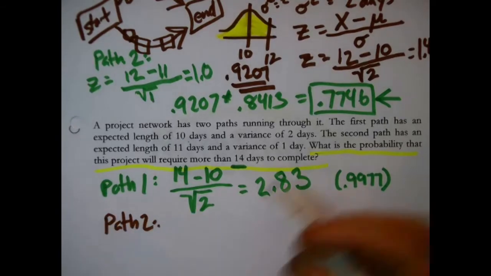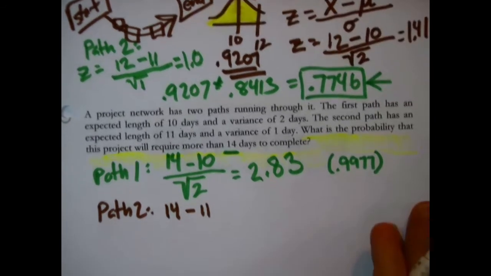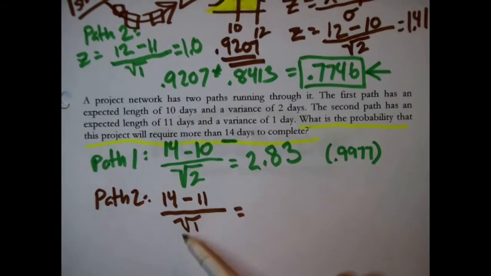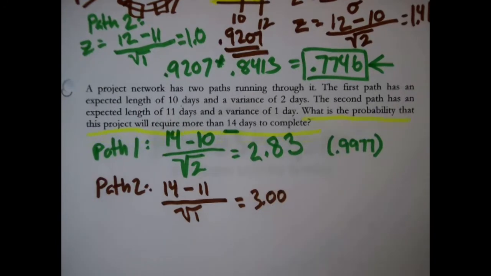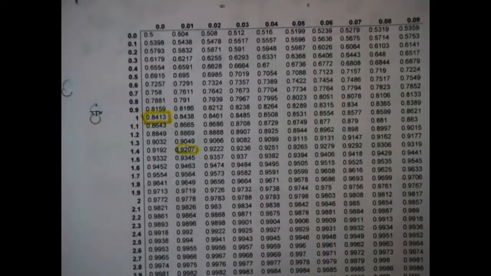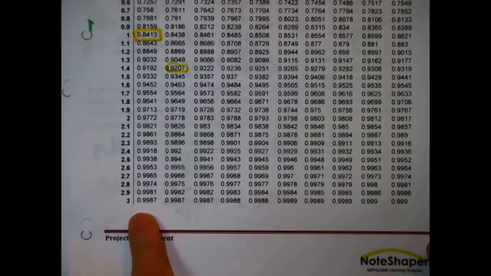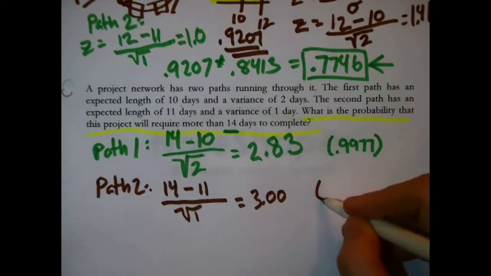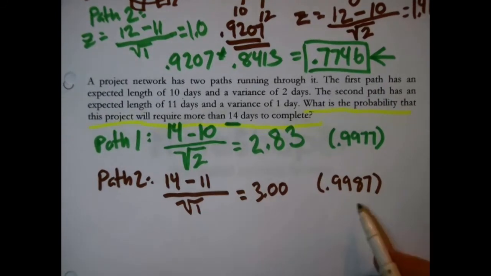Path 2. Okay, z-score, 14 is still the number we're interested in. Path 2 had an expected length, or a mean, of 11 days, divided by the square root of 1. So now this turns out to be 3 divided by 1, or 3 even. Same step, take that number to the z-table. 3 even is all the way down here at the bottom left-hand corner. 0.9987. Okay, that is the probability of getting done with path 2 within 14 days.